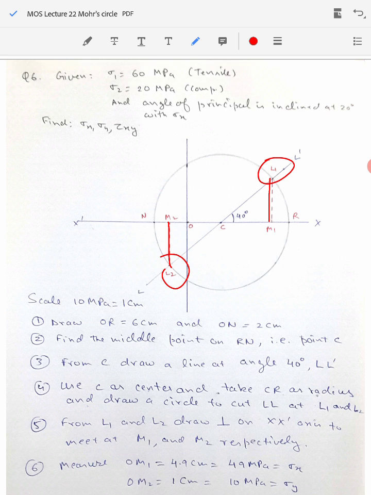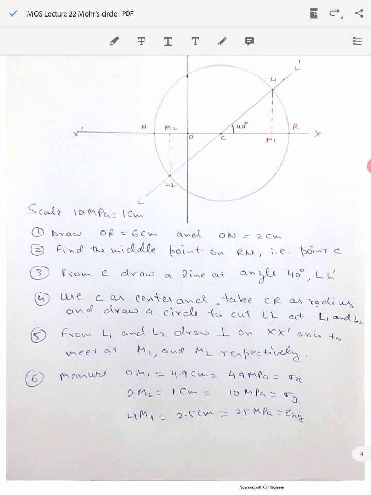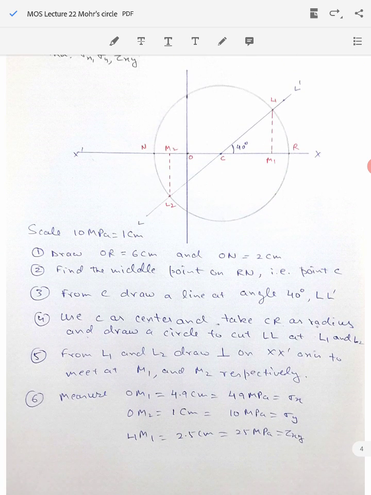What is left for me is to measure the values here. I will measure the distance OM1, which is 4.9 centimeter as I measured it here, equivalent to 49 megapascal. This will represent the sigma x. I will measure OM2, which is 1 centimeter in this case, equivalent to 10 megapascal, which will give me the value of sigma y. And then I will measure L1M1, which is this distance here. This is 2.5 centimeter, equal to 25 megapascal. This gives me the value of tau xy.